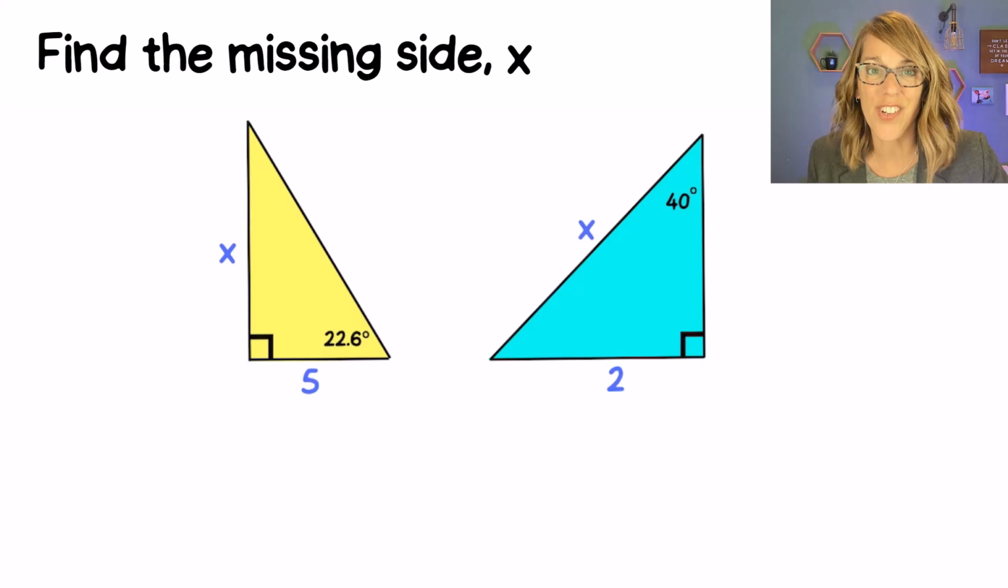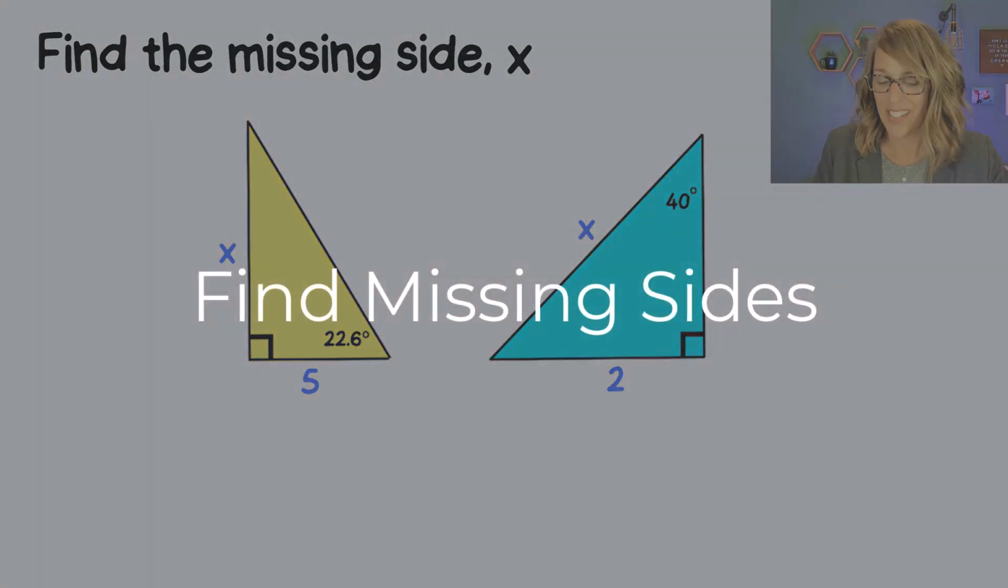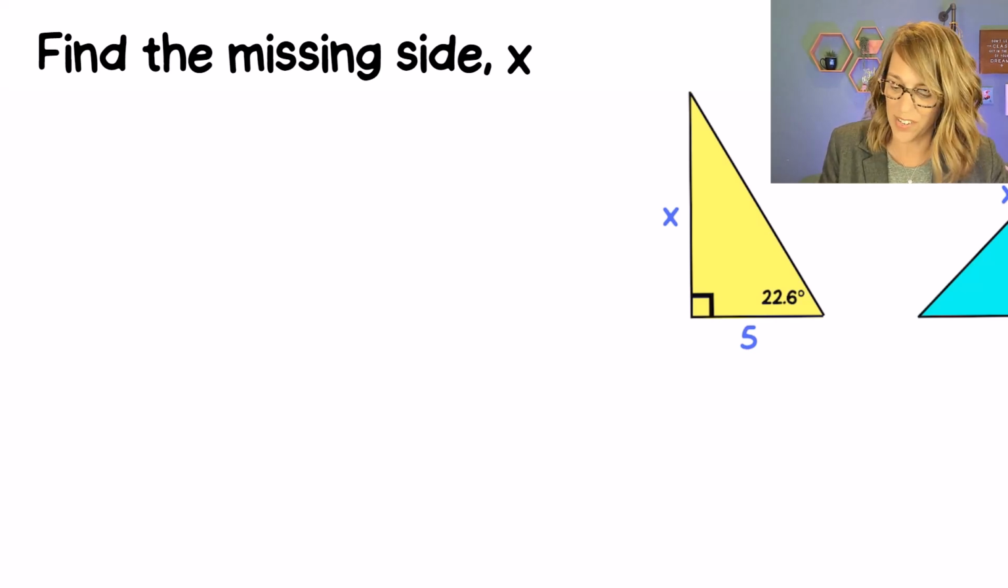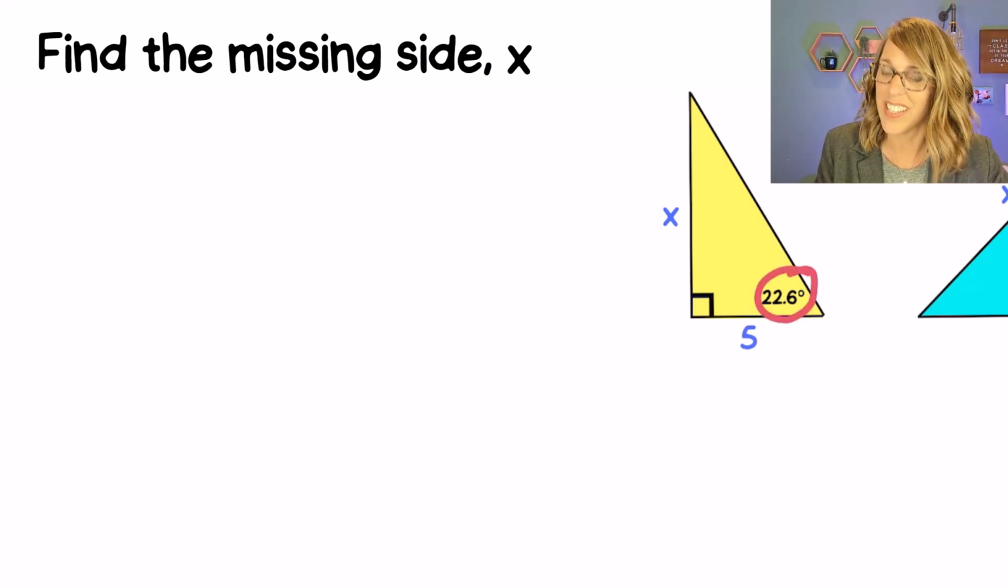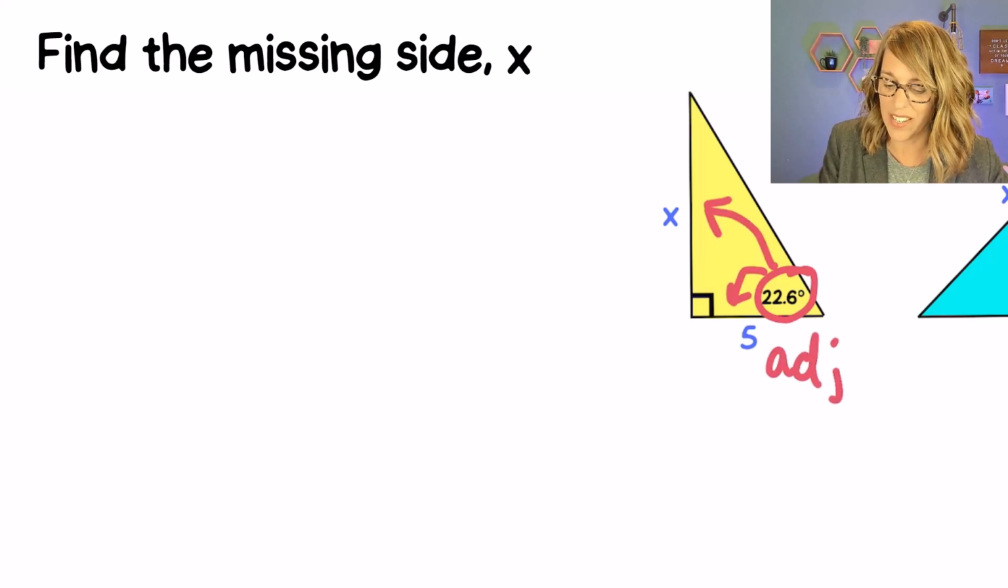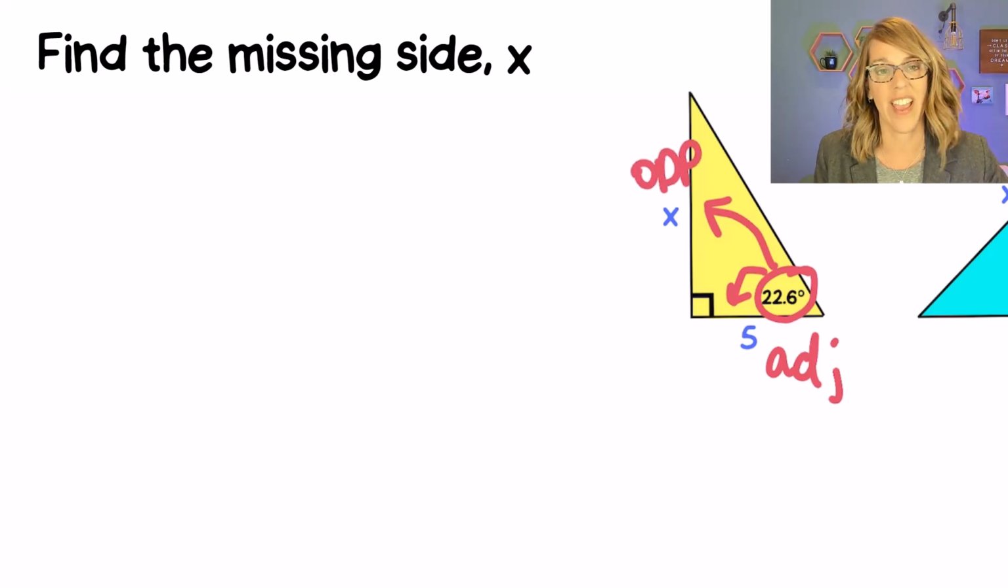Next, let's use trig functions to find the length of a missing side. Let's go ahead and start with that yellow triangle. In that yellow triangle, I've got my angle 22.6. I have the side adjacent, which is 5, and I've got the side opposite. That's the one I'm looking for, which is x.